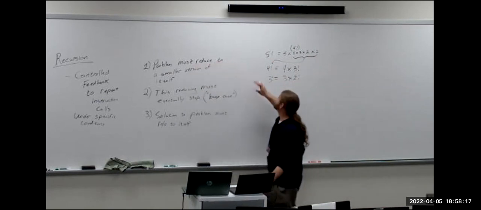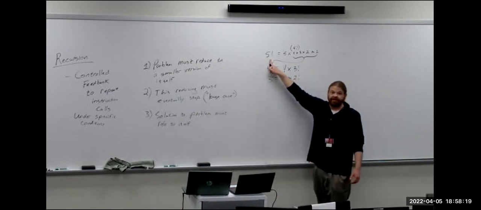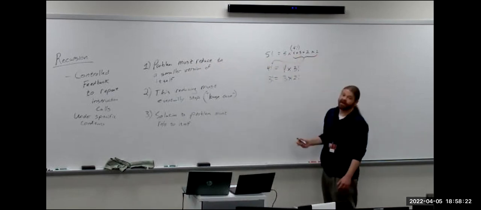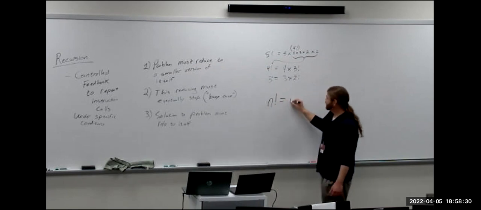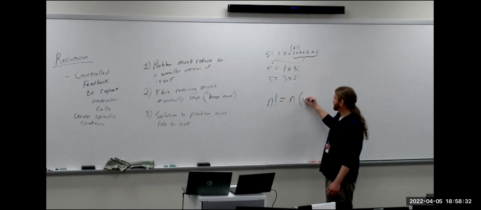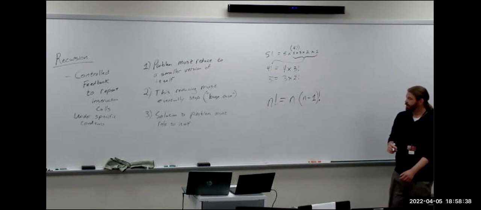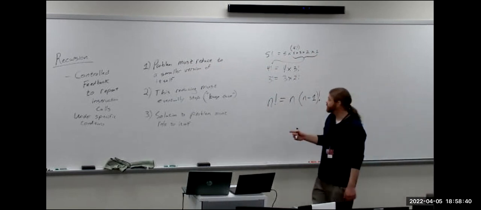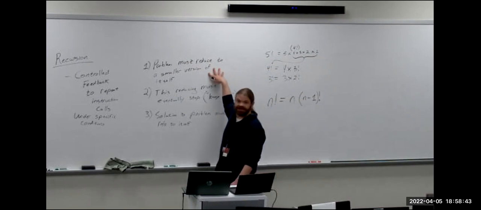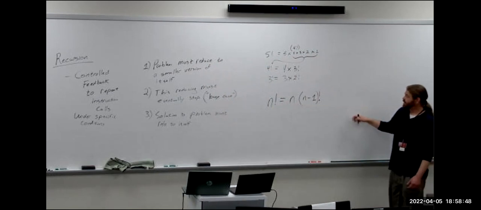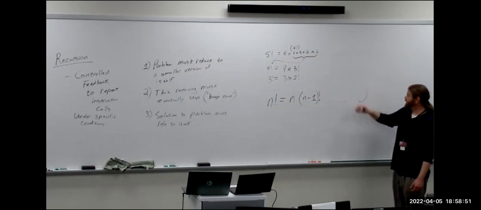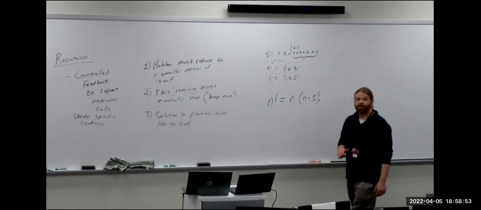The problem reduces to a smaller version of itself. 5 factorial is 5 times 4 factorial. Or for any arbitrary number, I'll call it n, we could say n factorial is equal to n times (n minus 1) factorial. And just keep going until we get all the way down. So it reduces to a smaller version of itself. We're going down. So somewhere down here, there has to be a 0. There is an eventual stopping point.